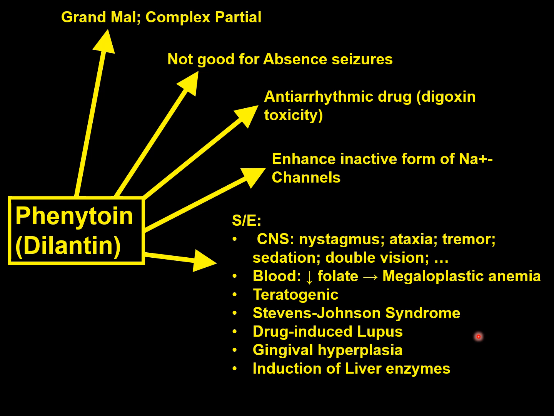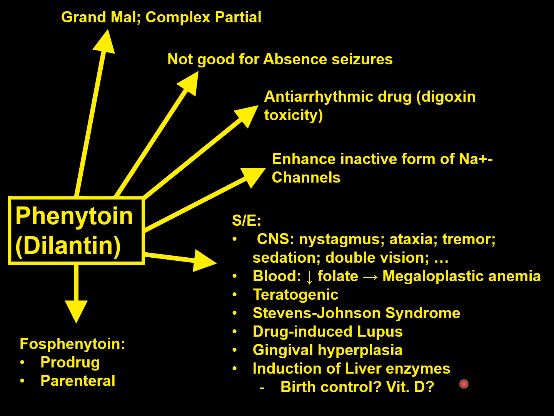And finally, it increases the liver enzymes. It's an induction of liver enzymes and will produce many drug-drug interactions. It will interact with birth control and vitamin D, because they are metabolized through the same enzymes that are stimulated by phenytoin. That will produce failure of birth control, so the mother will lose her control over pregnancy, and it will also decrease vitamin D.